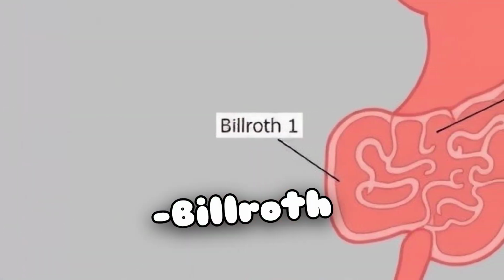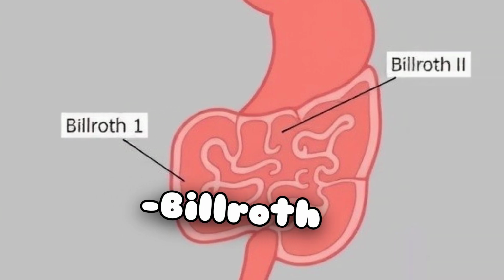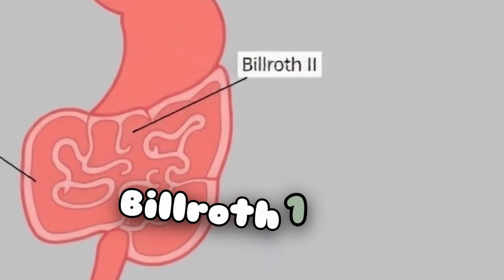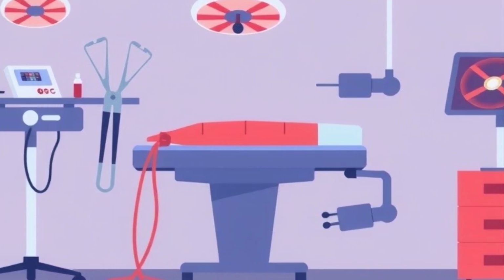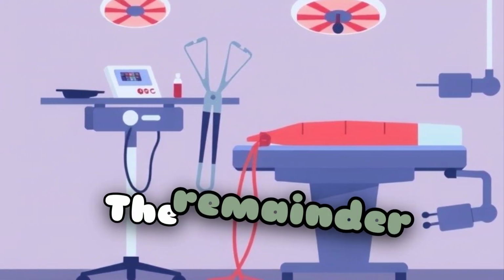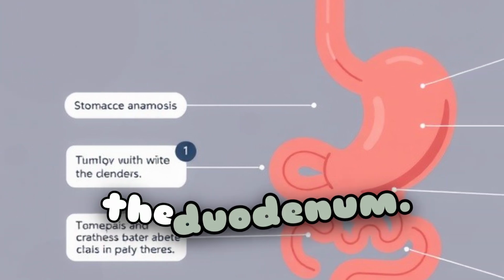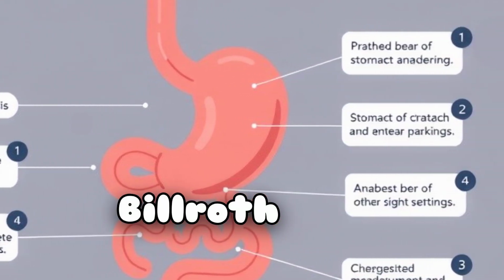Billroth 1 and Billroth 2. Billroth 1. The distal portion of the stomach is removed. The remainder is anastomosed to the duodenum. Billroth 2.